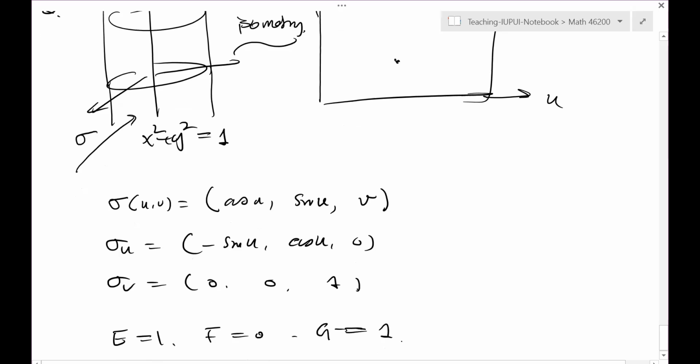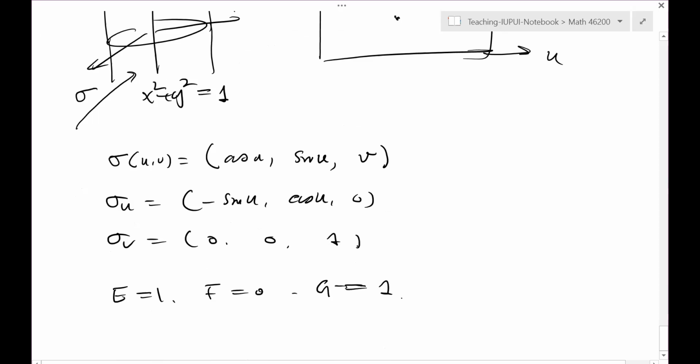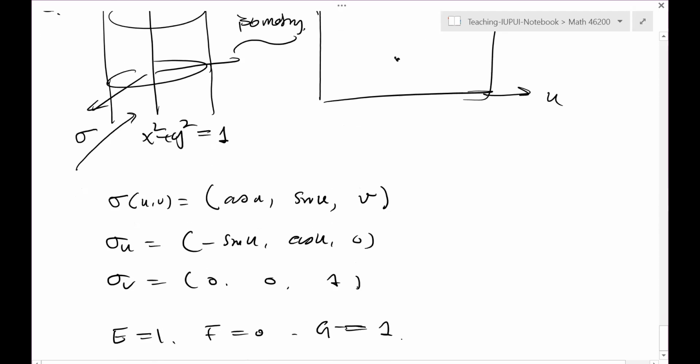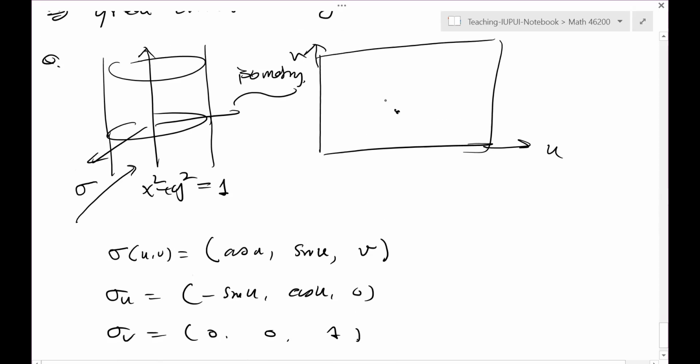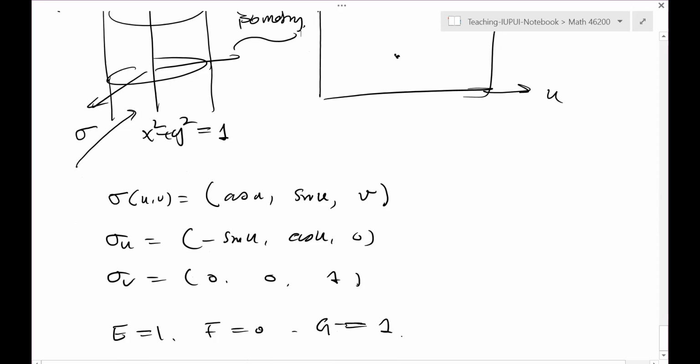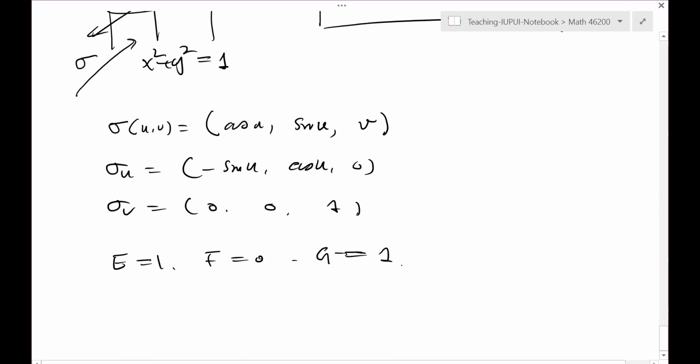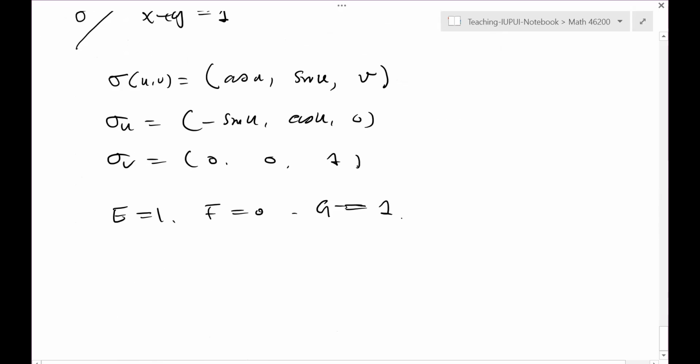Anyway, let's look at the cylinder. What I want to show is that a curve on the cylinder is a geodesic if and only if on the corresponding plane, it is a straight line. And that's what I want. So let's take a look at this. E, F, G are all constants, right?